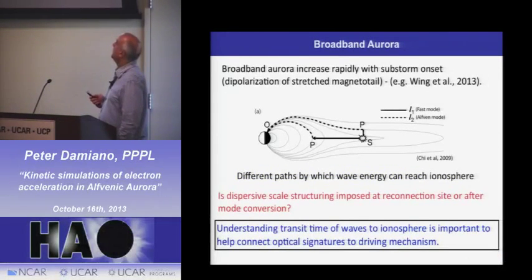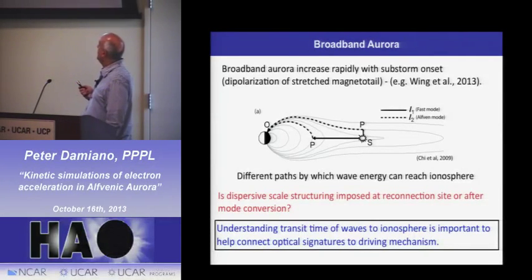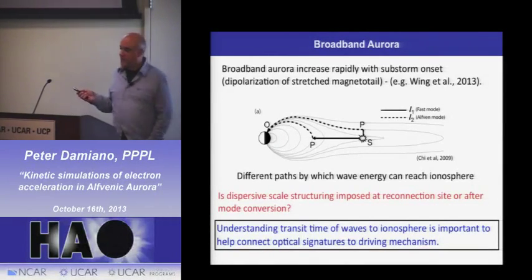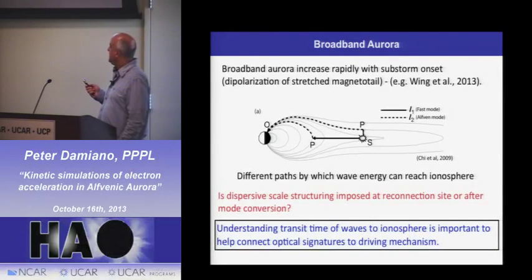So one of the features of the broadband aurora is they increase rapidly with substorm onset, with the dipolarization of the stretched magnetotail. Now, energy that's being released at the onset can take different paths to the ionosphere. So one question is understanding both the path and the time it takes the wave signatures to reach the ionosphere, which helps you identify what is the driving mechanism for the substorm onset?